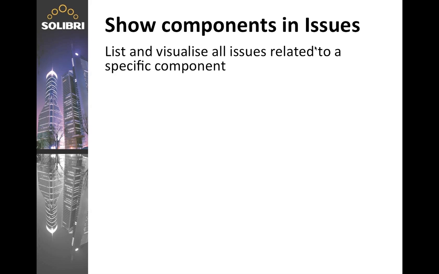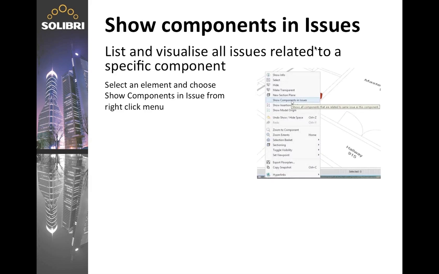In saving the best feature for last, we now have the ability to show all components related to an issue. This functionality has been born out of requests from users to be able to show all issues relating to an element at once. Once you've checked the building, we can now select an issue from the results summary to view it in 3D.